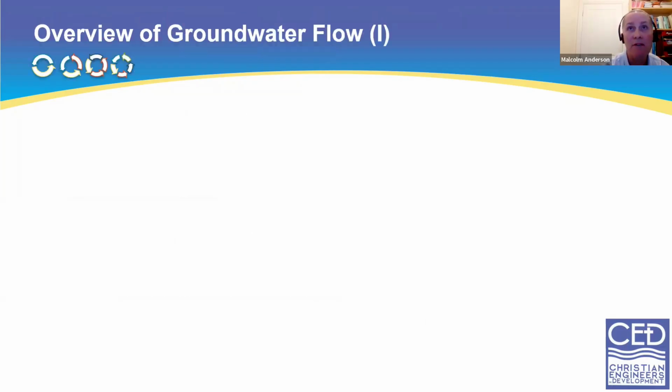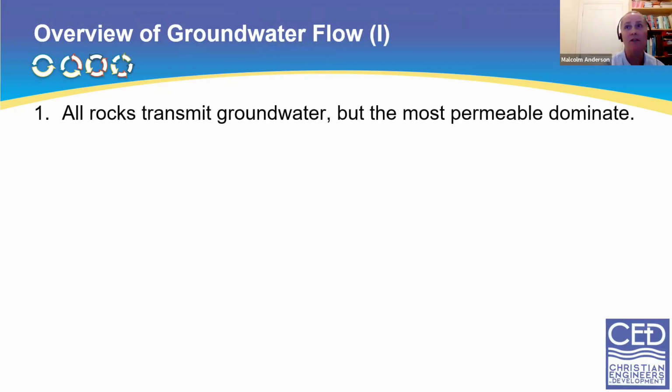Okay, so just an overview of groundwater flow. This again will be familiar to those of you who are engineers. I'm going to keep it as basic as possible, but I don't think there's any need to complicate it. The main purpose here is to identify whether it's something that's simple, in which case have at it. But if it's more complicated, then give me a call. So the main comment here is that pretty much all rocks transmit groundwater, but only the most permeable dominate.